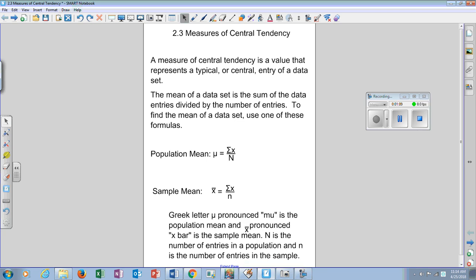Now this U-looking thing is called mu. It's the population mean. And this X with the line over it is called X bar. It's the sample mean. And then capital N, like I said, is the number of entries in a population, and lowercase n is the number of entries in the sample.